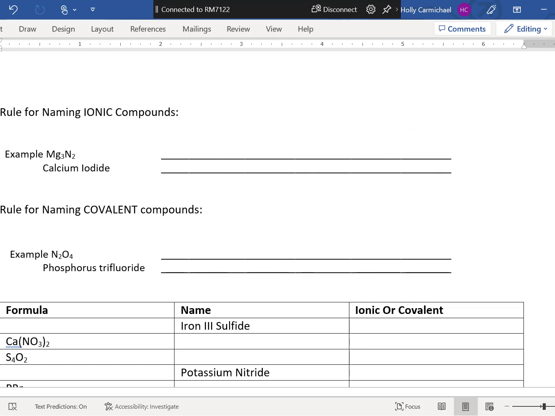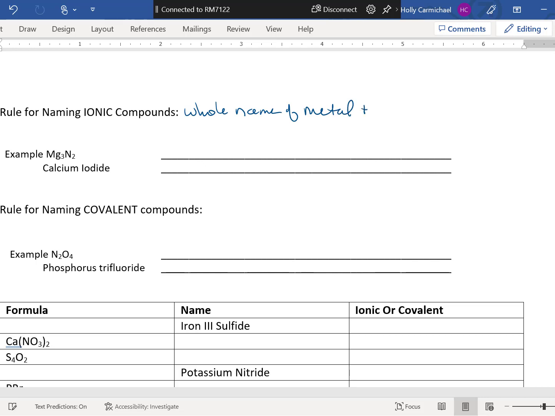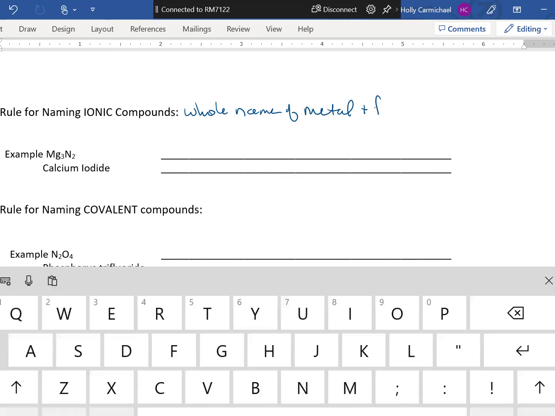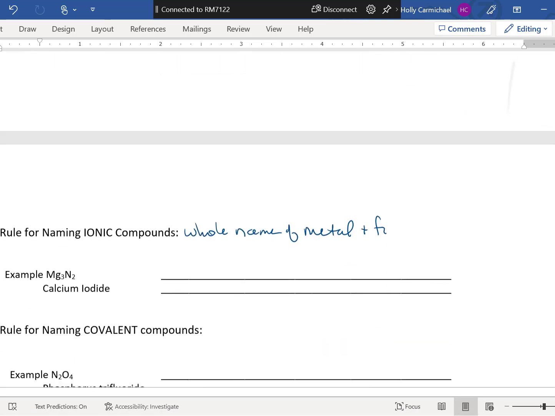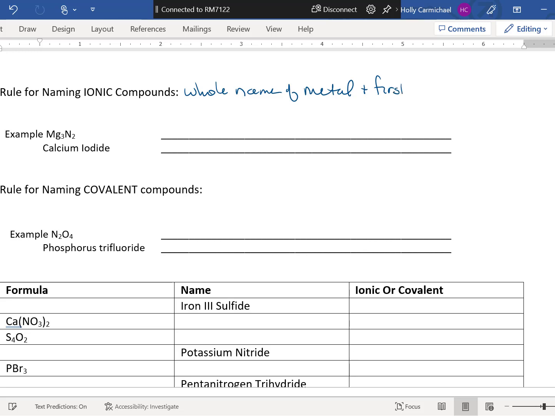So now you tell me, what is the rule for naming ionic compounds? Whole name of the metal. And? Yeah, you don't use the whole name of the second element. What do you use? The first part of the nonmetal plus IDE, always. Unless, what was the one exception?